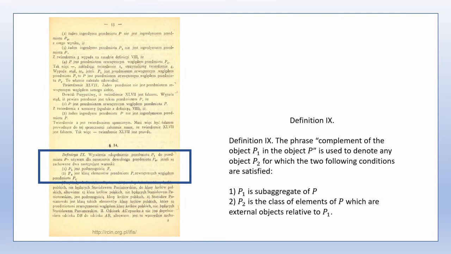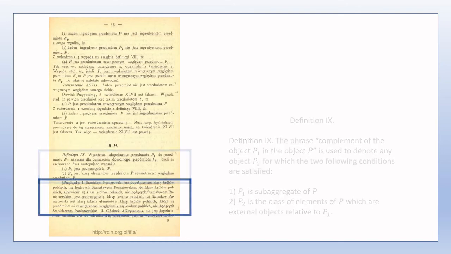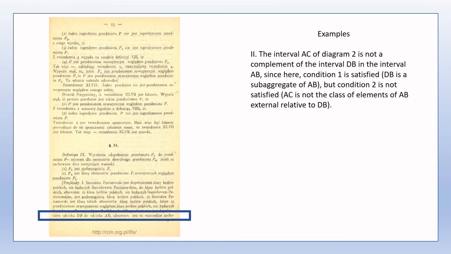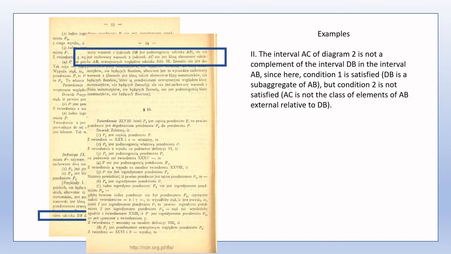Sections 14 and 15. Here we have the notion of a complement of an object in an object defined. Following a couple of illustrative examples, we have a number of propositions which show how this new notion integrates with the already existing notions, and bringing us to the end of this work.